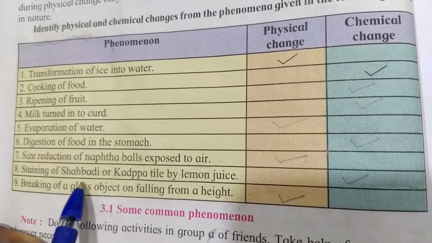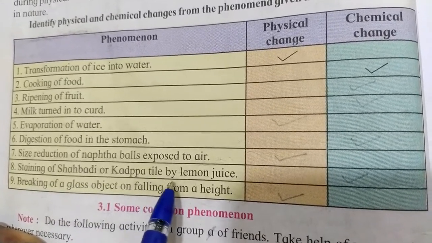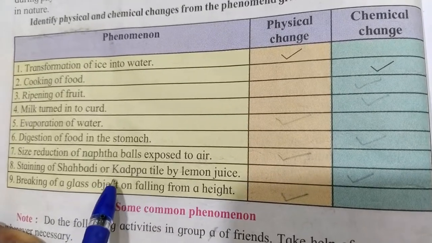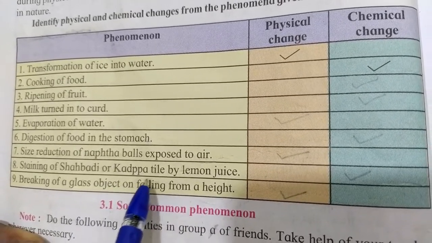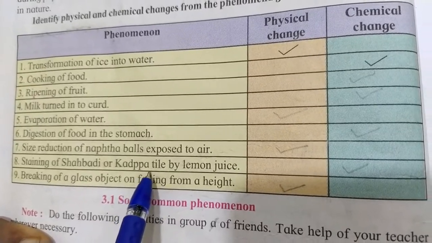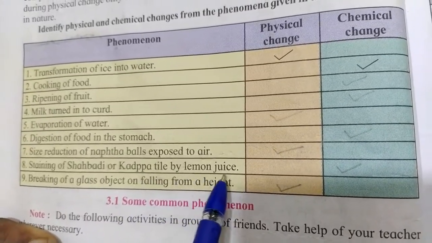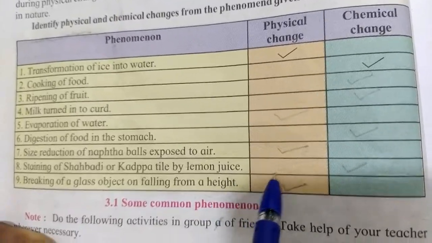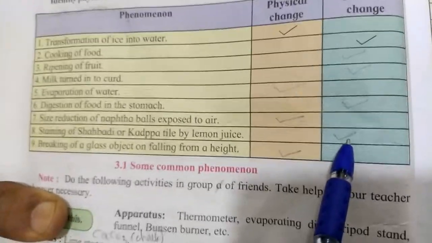Then staining of Shahabadi or Kadappa tile by lemon juice. Shahabadi or Kadappa, these are examples of tiles, natural tiles of stone. If you put lemon juice on that, a reaction takes place, and this is a chemical change.